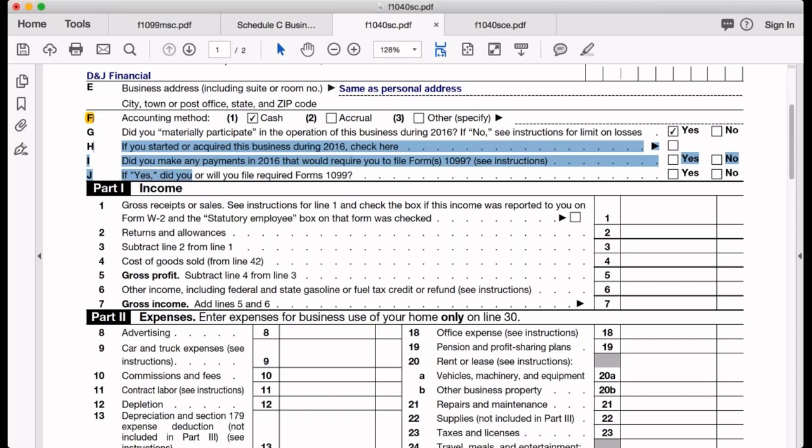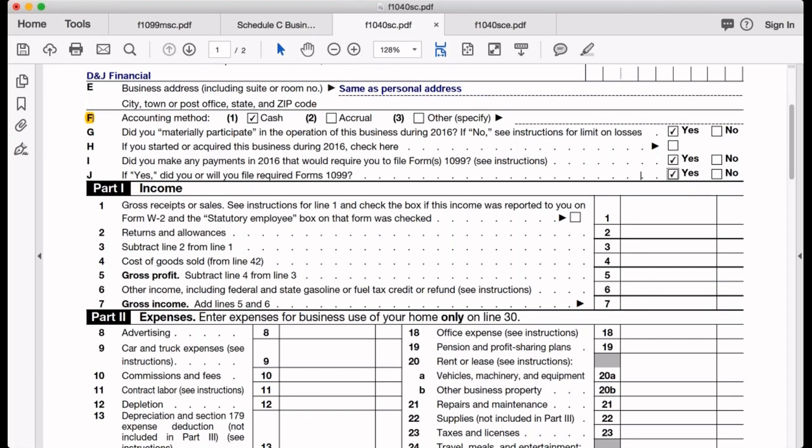Letter I, remember this right here: did you make any payments in 2016? We just went through that. I'm going to say yes, I did make payments. I'm also going to say yes, I did send the forms to the IRS. As a reminder, anytime you give a form to someone, you have to send it to the IRS first.